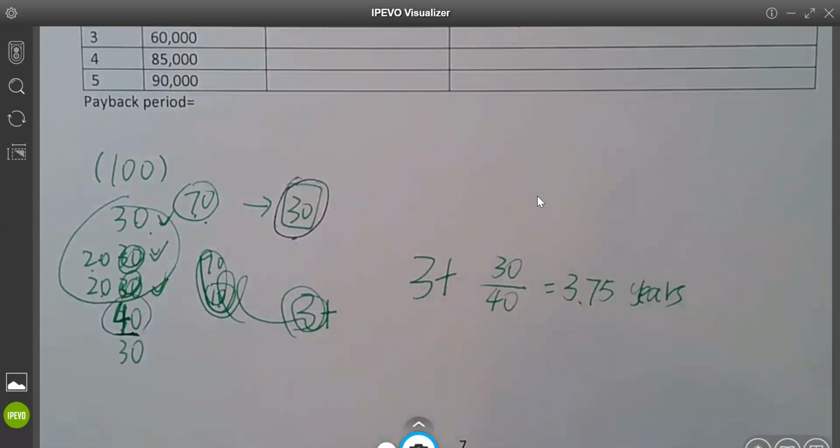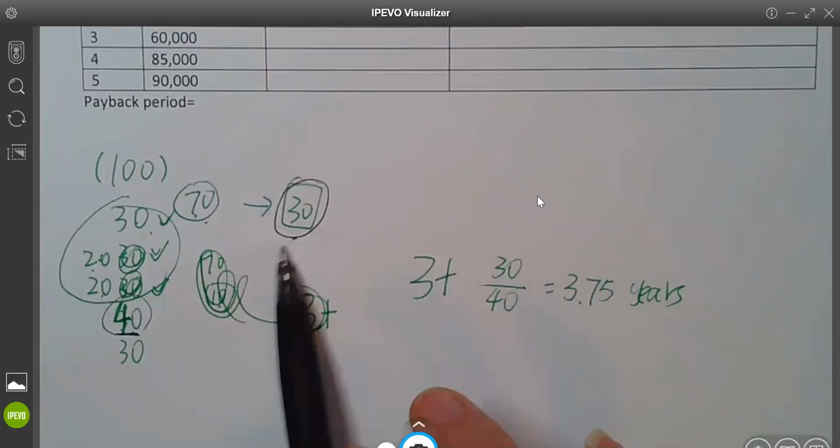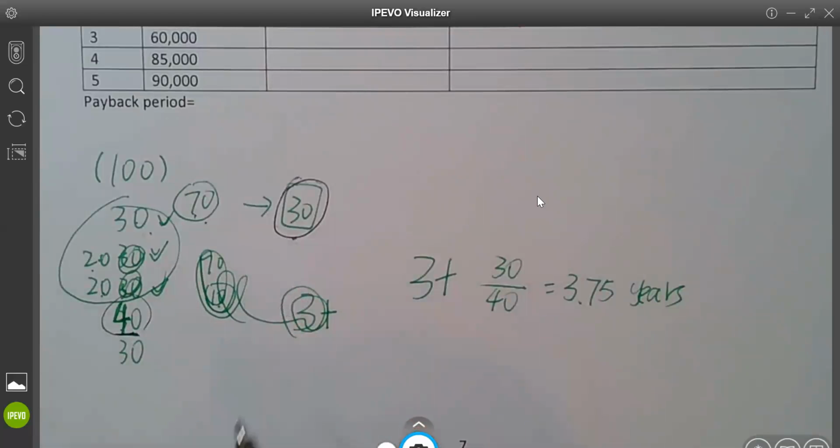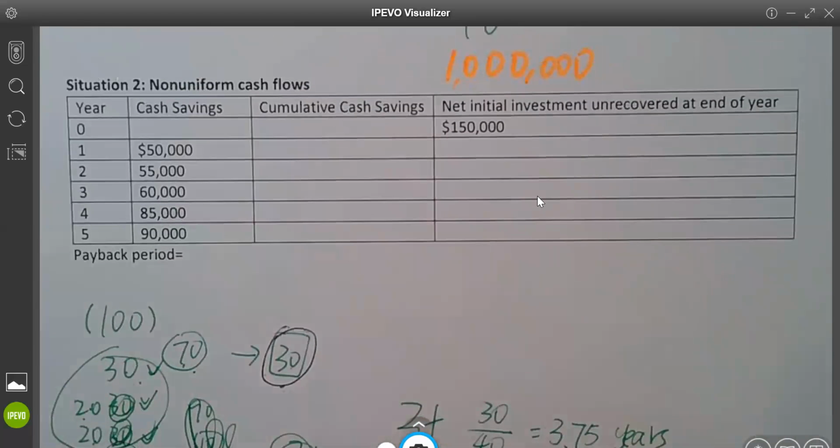But I don't need to have the 40. I just need a partial of the 40 to get my 30. So in the fourth year, I just need to wait for 3 quarters, right? I just need to wait 3 quarters. So I will get all my money in 3.75 years. Okay, I hope that makes sense. So we can go to the real case.